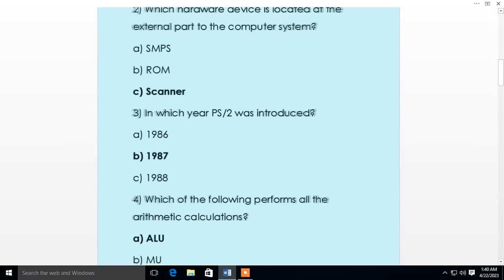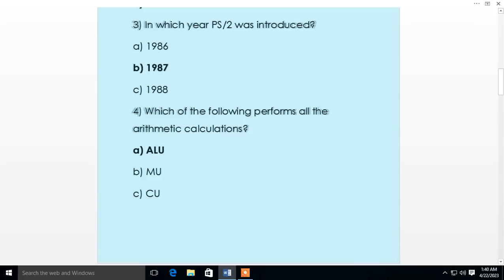Now the next question: which of the following performs all the arithmetical calculation? You know, in the CPU you have the ALU, the MU, and the CU. ALU is the arithmetic logical unit, MU is the memory unit, and in option C you have the control unit. Among these you have to choose the correct answer, and the answer should be ALU, arithmetic logical unit.